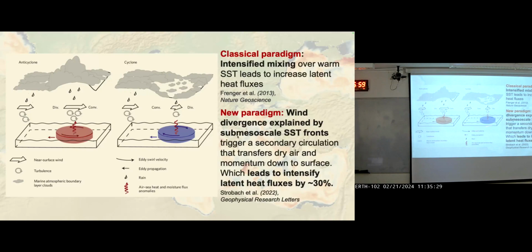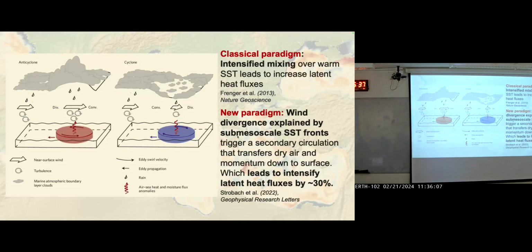And also, I showed this before. What we try to do is suggest a slightly different paradigm from the more classical one. The classical one says that above these warm core eddies, we will get an increase in latent heat fluxes because of intensified mixing. What we say is that on top of this feedback of higher latent heat flux, we also get, in some cases, a secondary circulation.